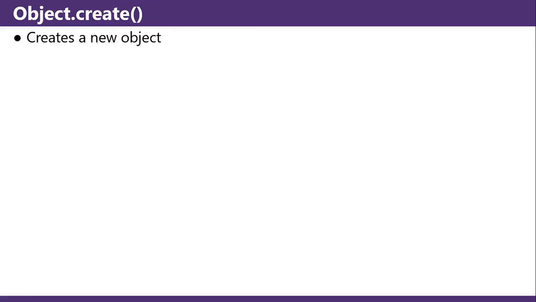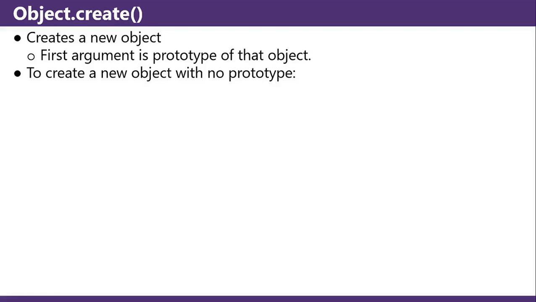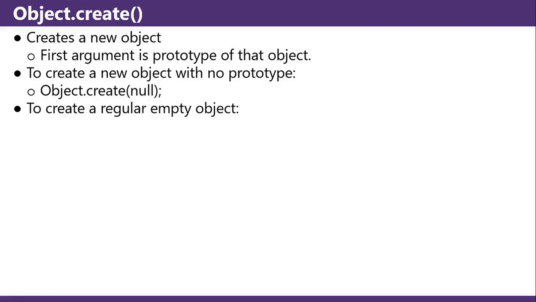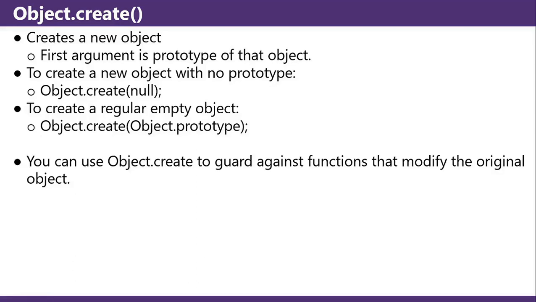Object.create creates a new object. The first argument is the prototype of that object. To create a new object with no prototype, Object.create(null). To create a regular empty object, Object.create(Object.prototype). You can use Object.create to guard against functions that modify the original object.